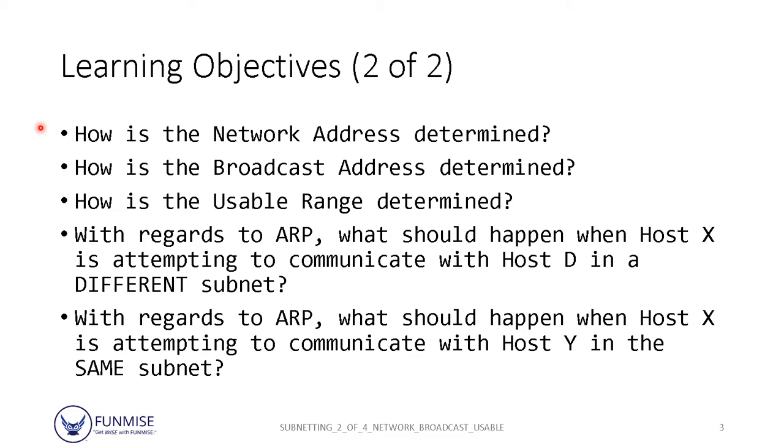How is the network address determined? How is the broadcast address determined? How is the usable range determined? With regards to ARP, what should happen when host X is attempting to communicate with host D in a different subnet? With regards to ARP, what should happen when host X is attempting to communicate with host Y in the same subnet?